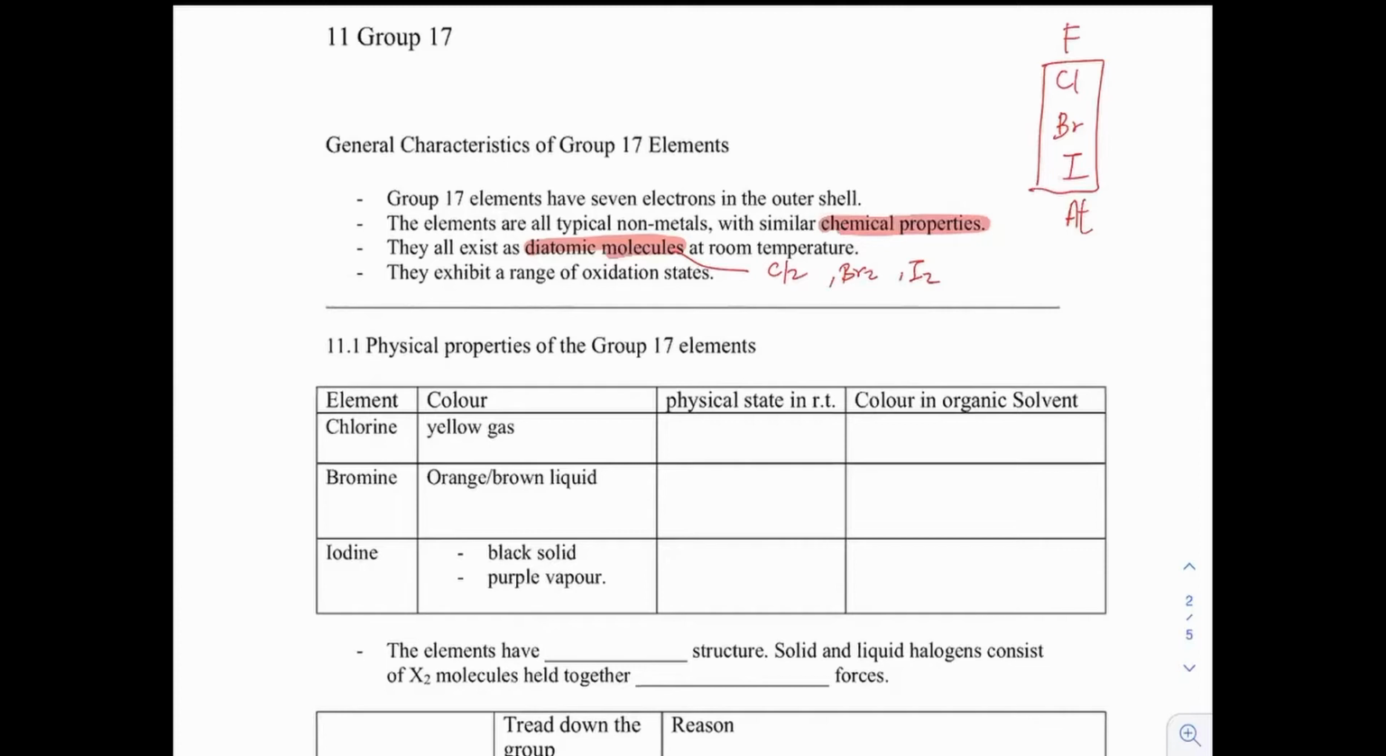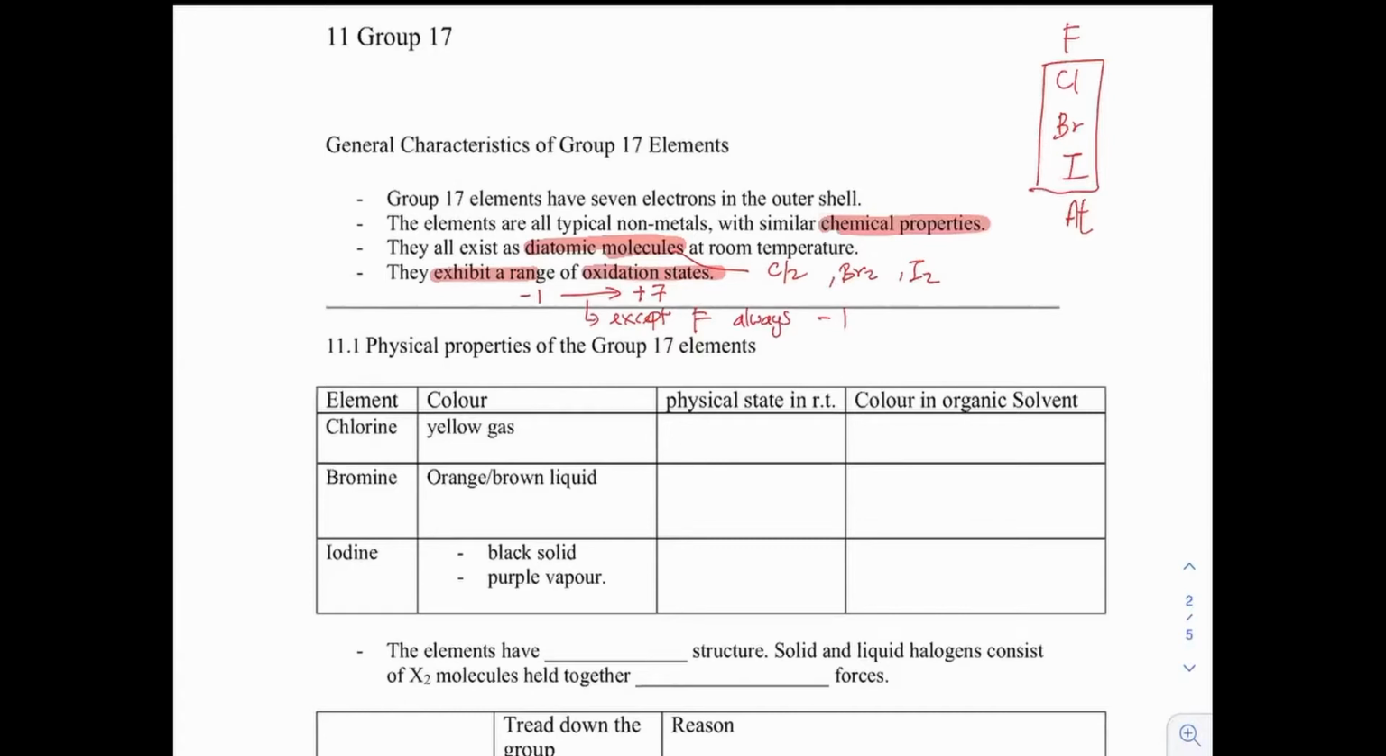And they exhibit a range of oxidation states. What is the range? It will be from -1 all the way to +7. That means it could be -1, 0, +1, +2, +3, +4, +5, up to +7. So they have a big range. But with the exception that fluorine is always -1.